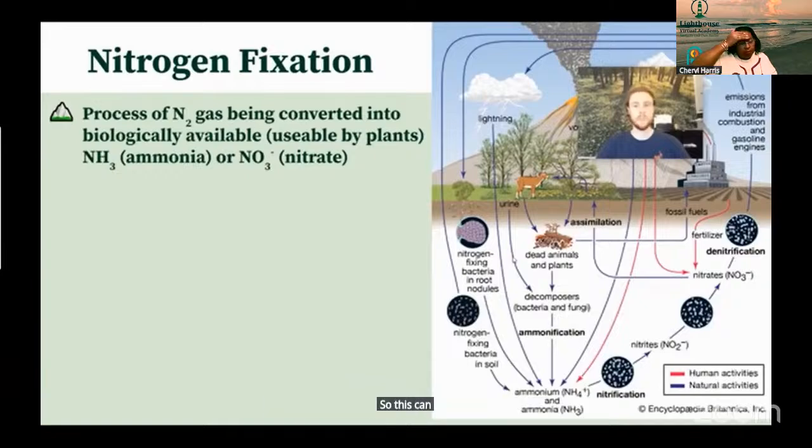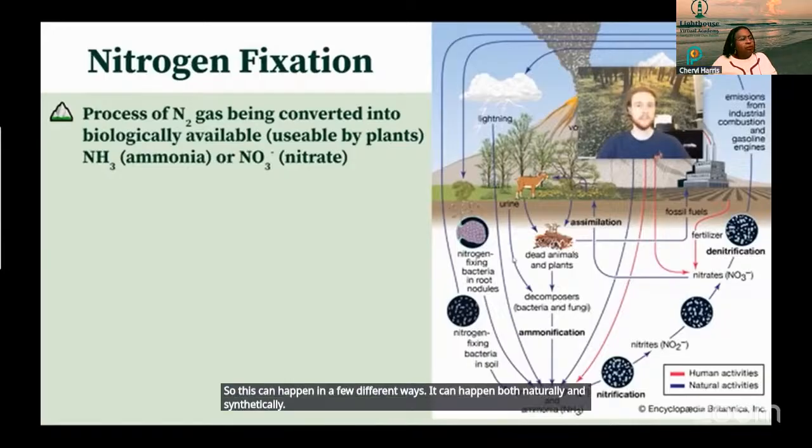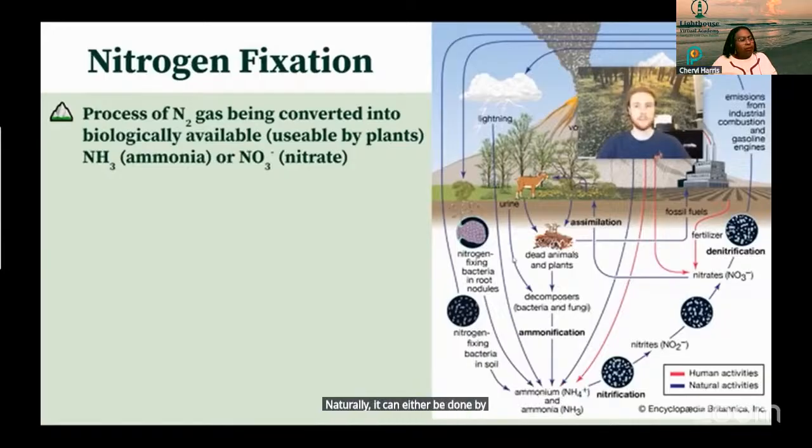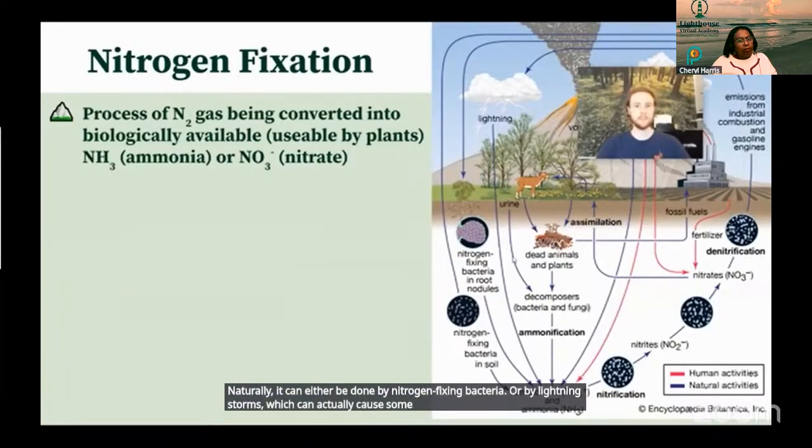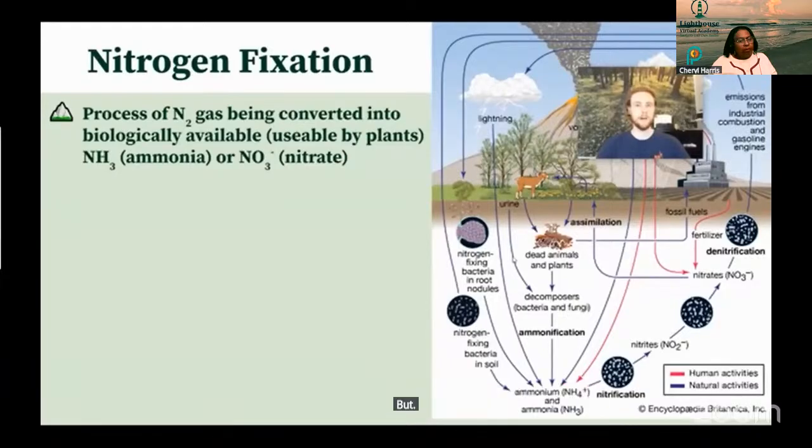So this can happen in a few different ways. It can happen both naturally and synthetically. Naturally, it can either be done by nitrogen-fixing bacteria or by lightning storms, which can actually cause some of that nitrogen in the atmosphere to be converted to ammonia, but it's primarily done by bacteria in the natural sense.